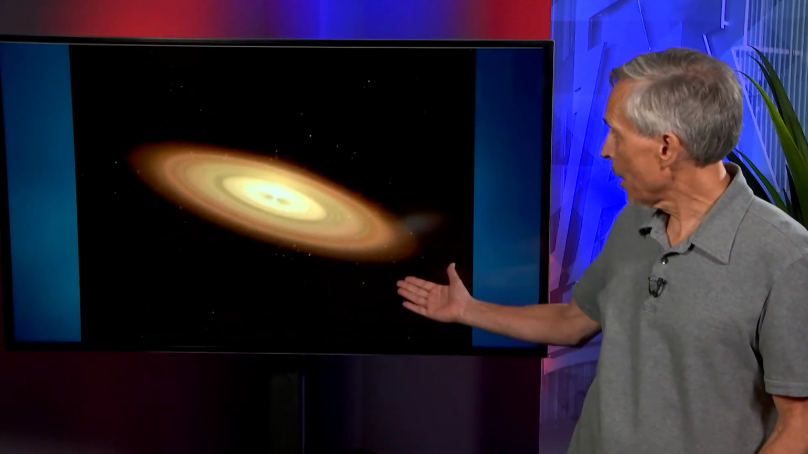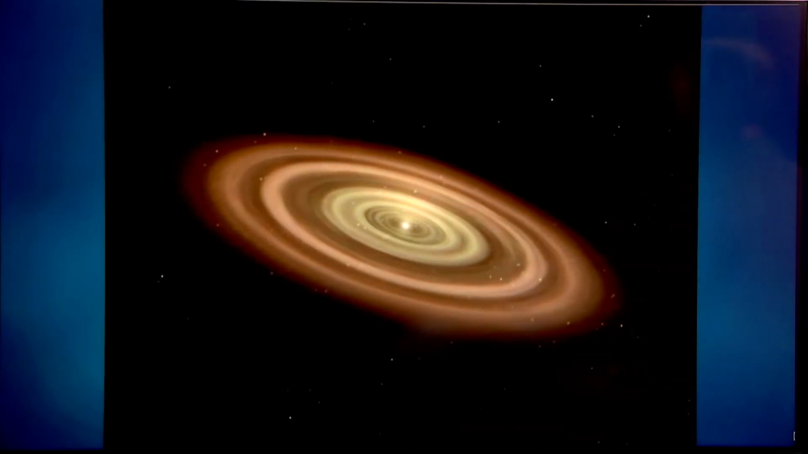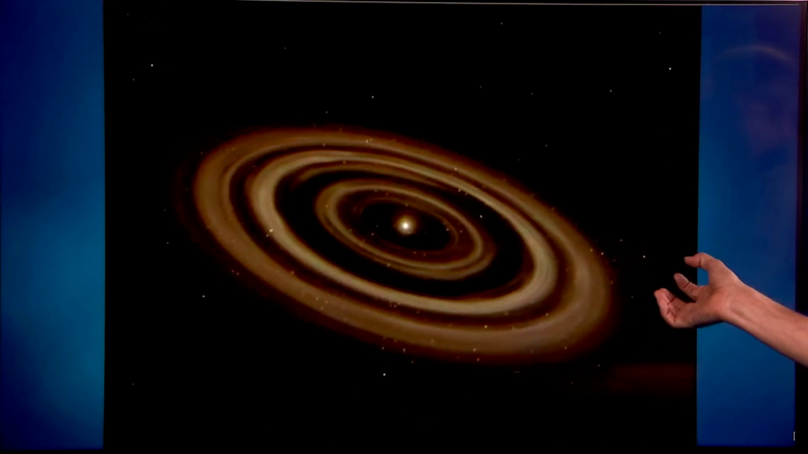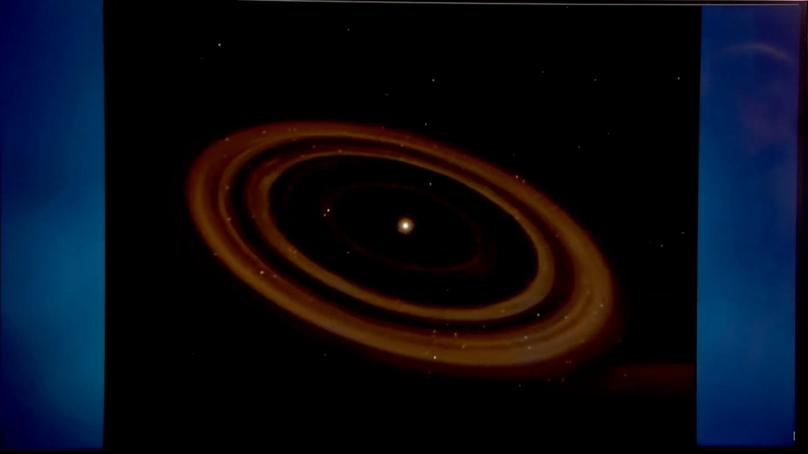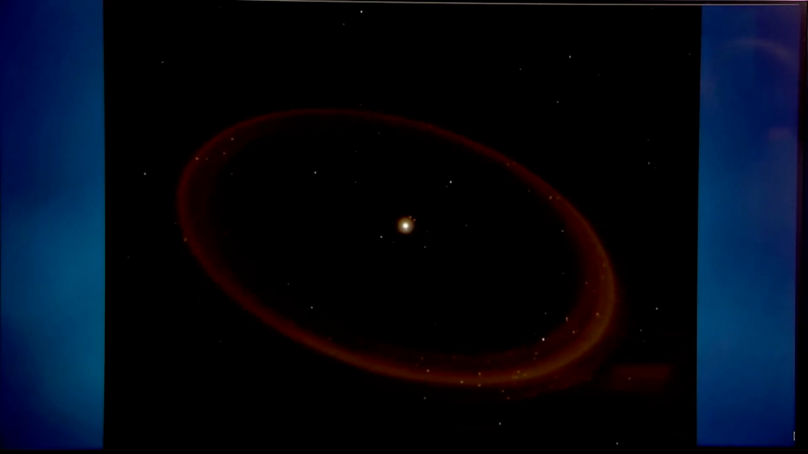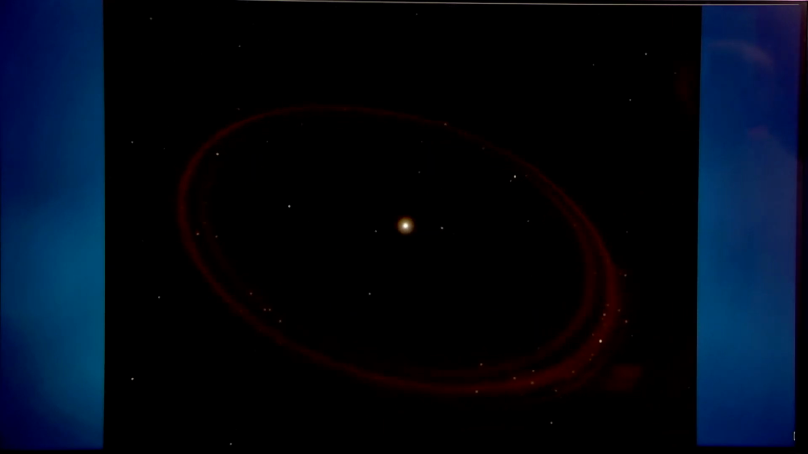Here we see an animation of a protoplanetary disk. Important to remember, this is not real data. This is simulated data or an animation. Planets form by condensing and accreting in zones within the circulating planetary disk, and eventually the rest of the material is driven out by the young star's radiation.